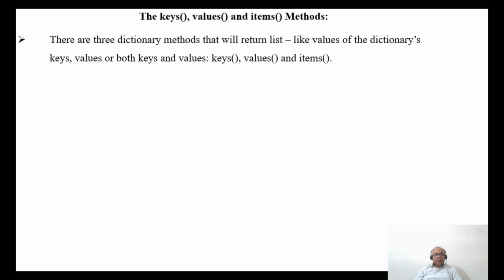In this session, we are going to take up one more concept on how to access the data of a dictionary, which is having the keys, values, and items methods. There are three dictionary methods that will return the list-like values of the dictionaries: keys, values, or both keys and values, that is, keys, values, and items.